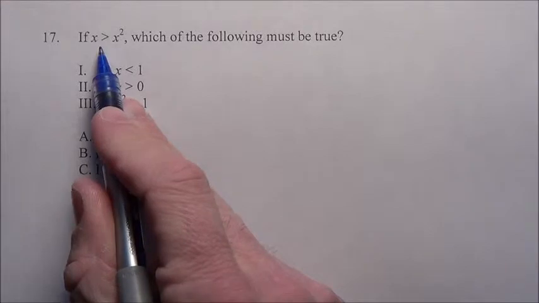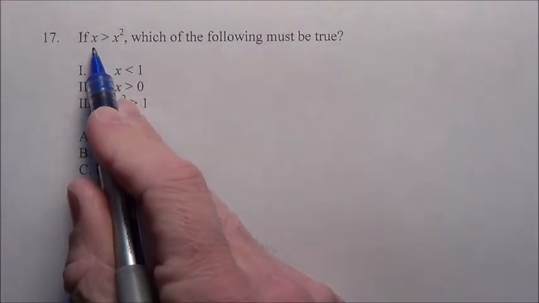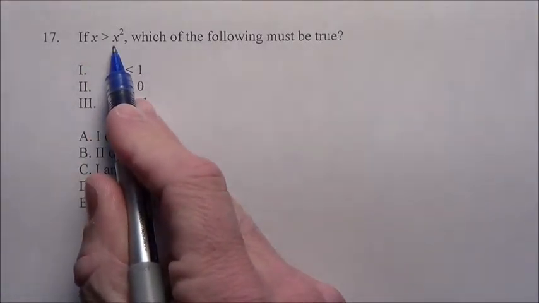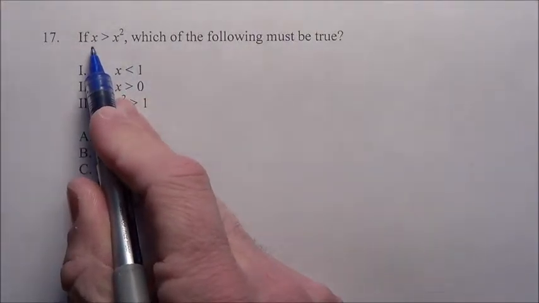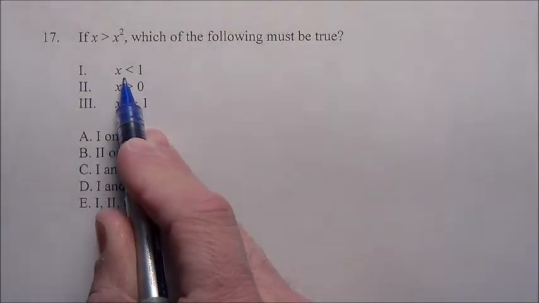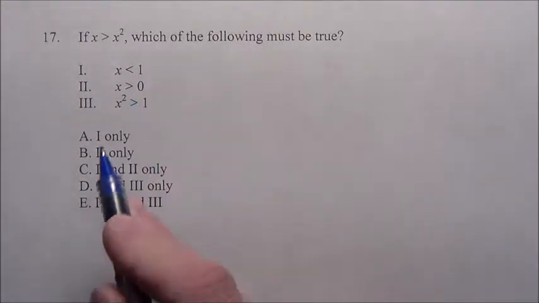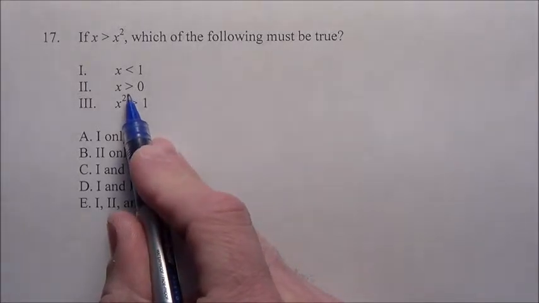I can see that basically x is going to have to be a fraction like a half, because when you square a half, you're going to get a half times a half, which is a fourth. I can see that x is going to be between 0 and 1. It can't quite be 1. So I can see that it's got to be less than 1 or greater than 0. I can see that's going to happen.